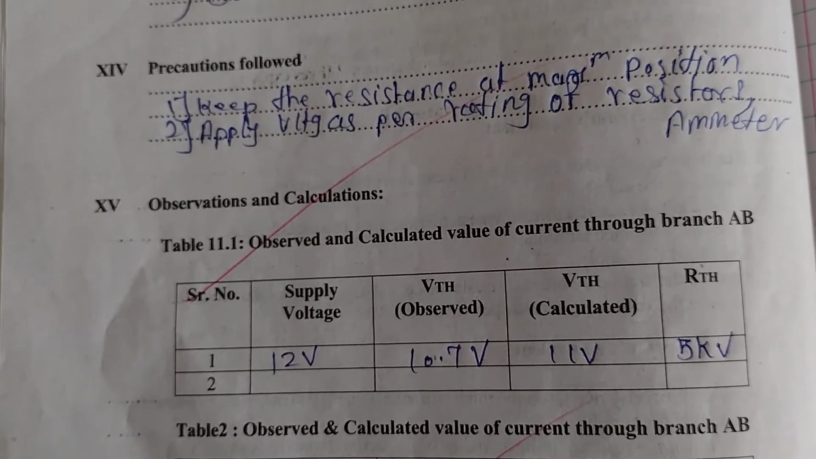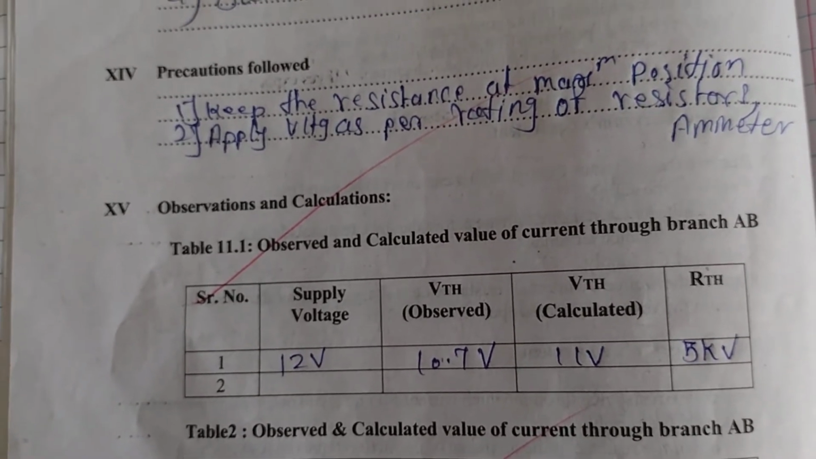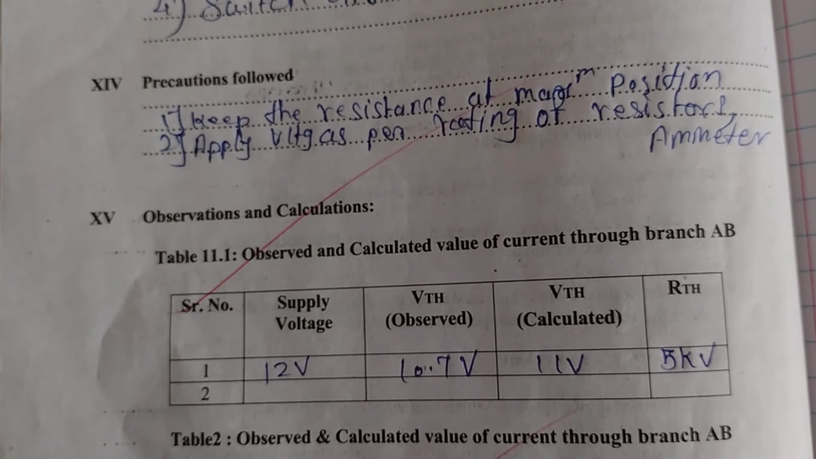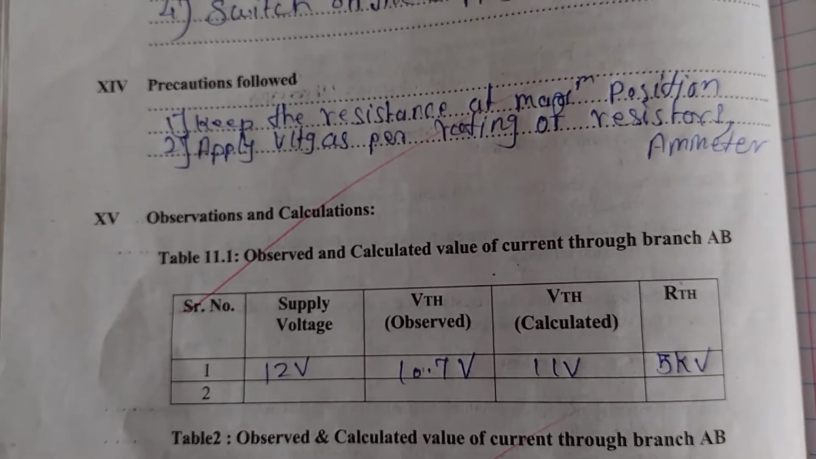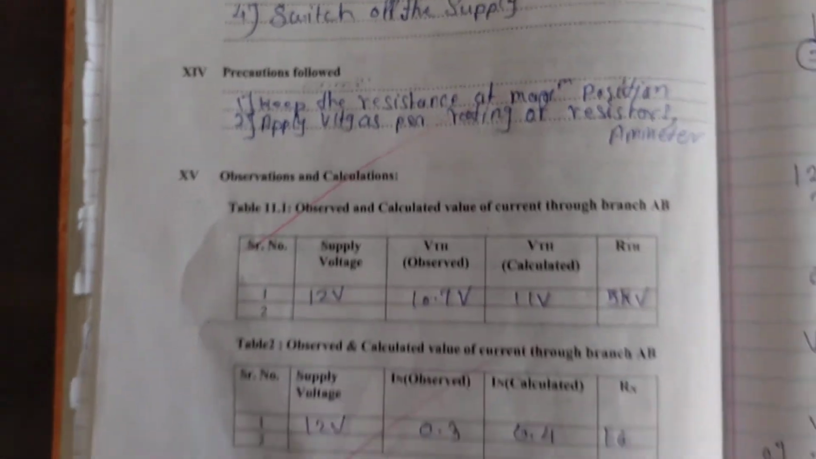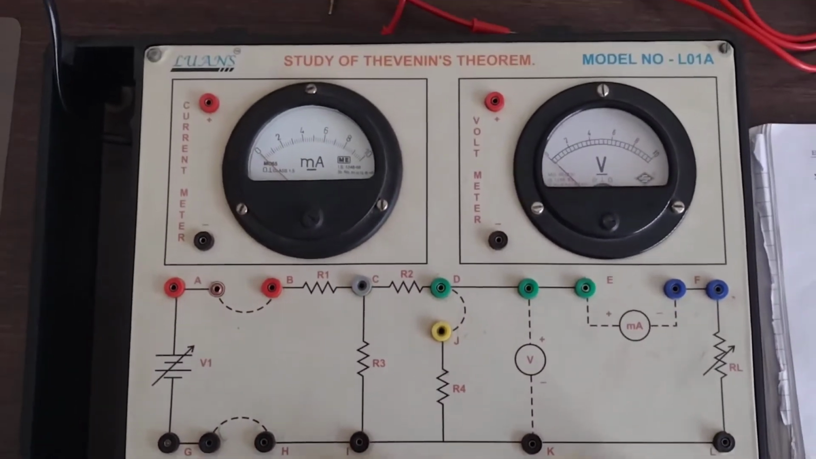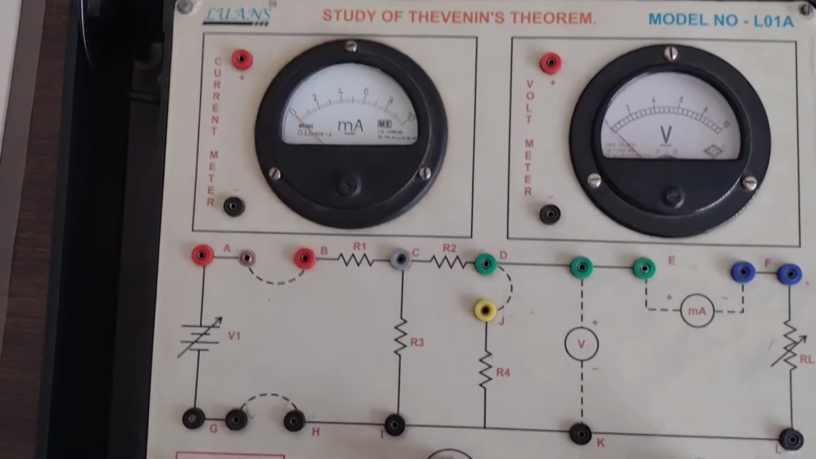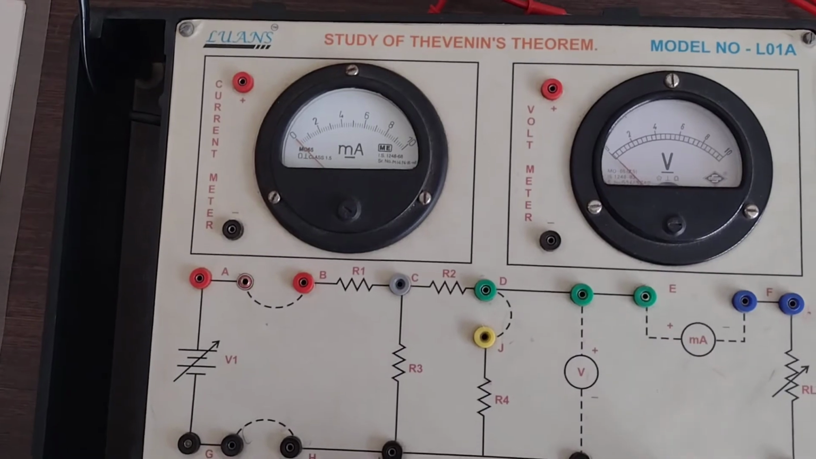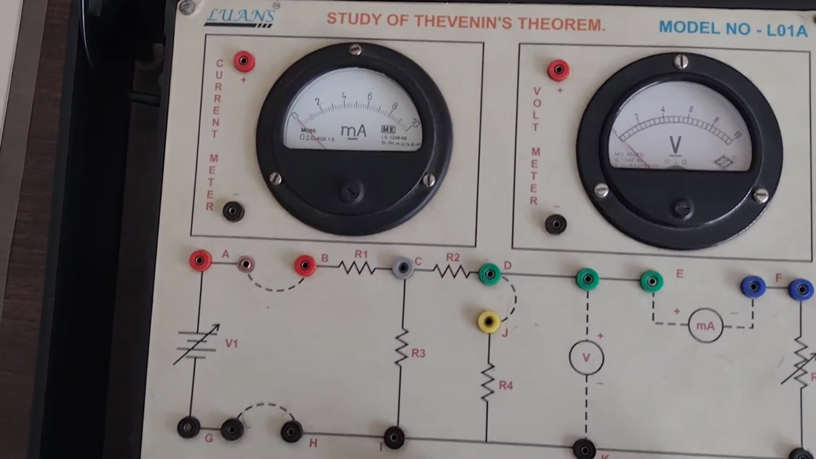In this practical we have to measure the supply voltage, then VTH, that is Thevenin's voltage, and then RTH, that is Thevenin's resistance. Then we will see the actual setup for this practical. This is the Thevenin's theorem trainer kit. Then we can do the connection as per circuit diagram.